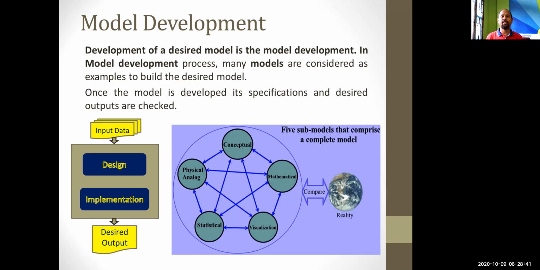Once the model is developed, its specification and desired outputs are checked. So in the model development, mainly specifications are checked, whether the model which is developed is fulfilling all the specifications or not. If the specifications are not met properly, then the model will be reviewed again. So in the first diagram, you can see input data is there, then design and implementation. Design and implementation both are there in the model development. Design in computer science means nothing but developing algorithms, and implementation is nothing but the coding. So designing the algorithm and coding, that is actually the model development.